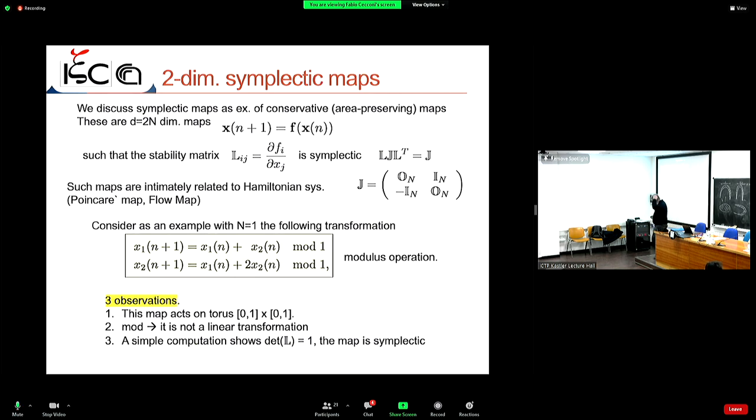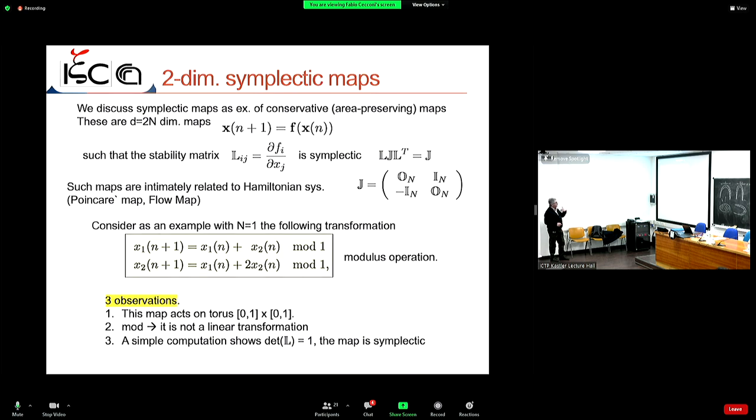Just for completeness, I would say that there are two-dimensional maps, for example, that are symplectic too, no? Basically, they are the discrete version of Hamiltonian systems. Consider a symplectic map: it is nothing but the discrete version of Hamiltonian systems. So the properties of Hamiltonian systems can be translated into the properties of the maps. Okay, again, this is the map.